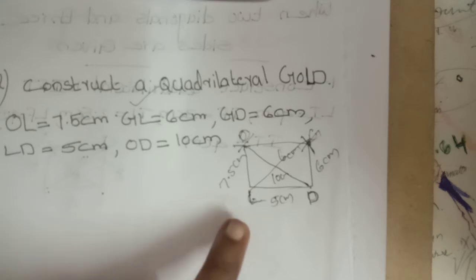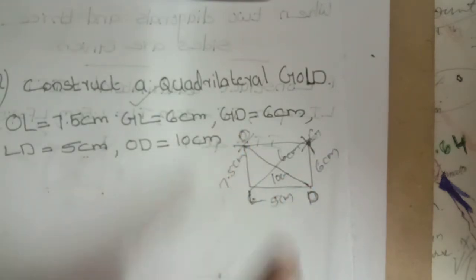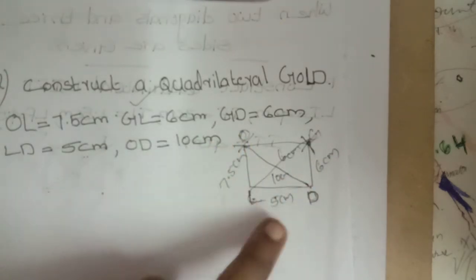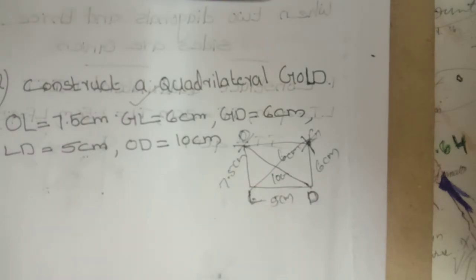So we understand that GL and OD are the diagonals, and the remaining two or three are the side measurements. This is the rough sketch. Using this rough sketch we construct the original quadrilateral. So start with which alphabet? L and D. LD value is how much? 5 centimeter. So we start with 5 centimeter.